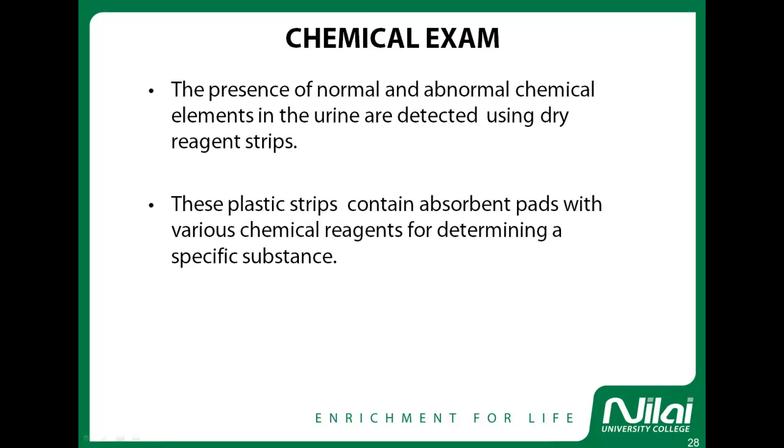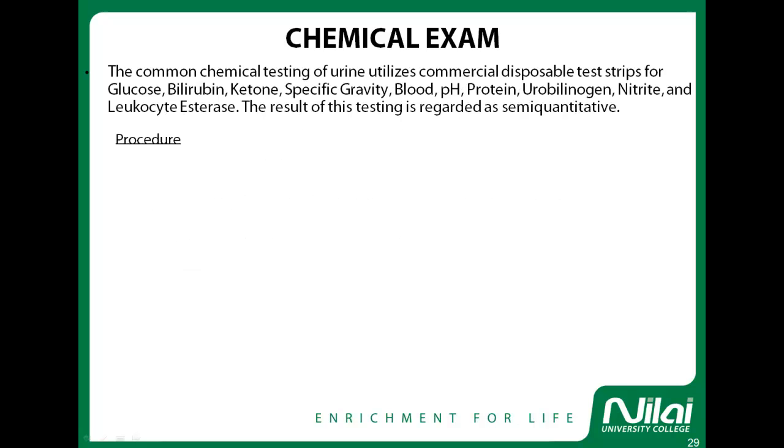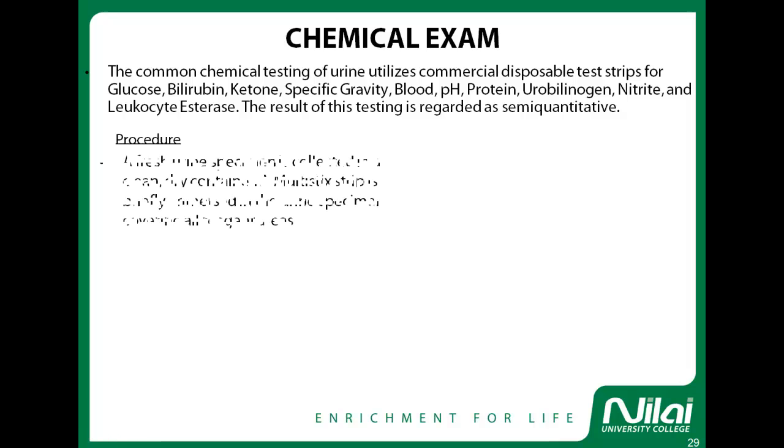Chemical exam. The presence of normal and abnormal chemical elements in the urine is detected using dry reagent strips. These plastic strips contain absorbent pads with various chemical reagents for determining a specific substance. Common chemical testing of urine utilizes commercial disposable test strips for glucose, bilirubin, ketone, specific gravity, blood, pH, protein, urobilinogen, nitrite, and leukocyte esterase. The result of this testing is evaluated as a semi-quantitative procedure.